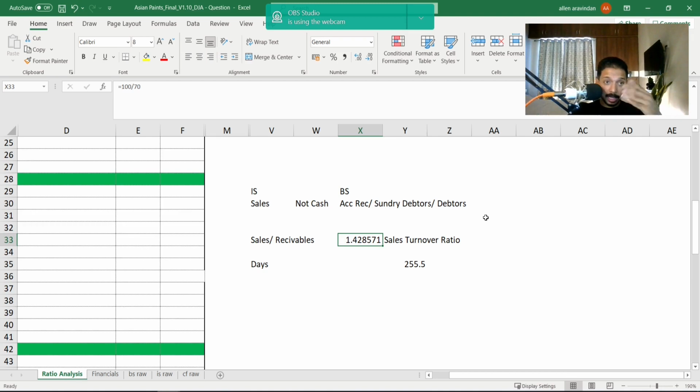So in our case, we are doing Asian Paint, so we'll probably have to compare it with Berger. We might have to compare it with Nerolac, right? So that would tell us that, okay, compared to the industry, we have better receivables.